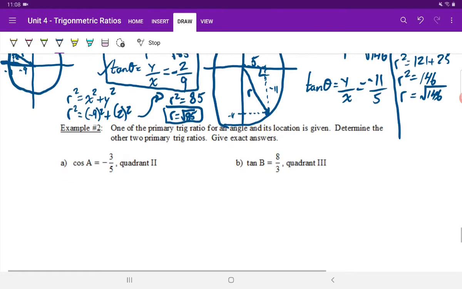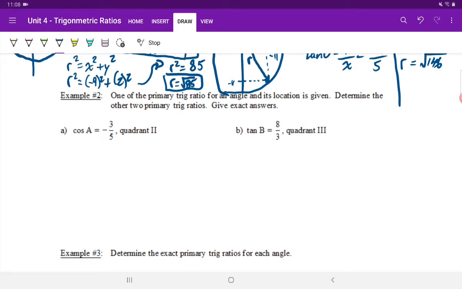All right, so next question. One of the primary trig ratios for an angle and its location is given. Determine the other two primary trig ratios and give exact answers. So we're given a trig ratio, the cos trig ratio. We have to find the other two. So in our case, we're going to find the sine of A and we're going to find the tan of A. And notice they use the letter A, so I'm using the letter A.